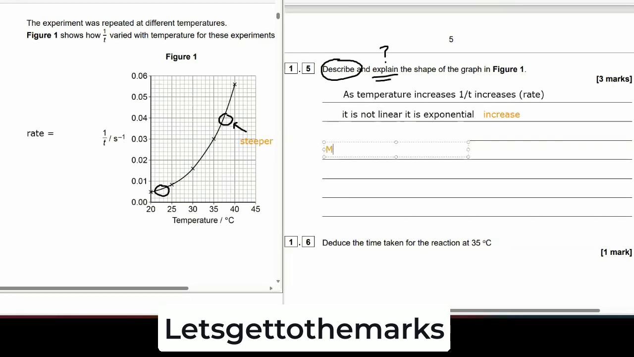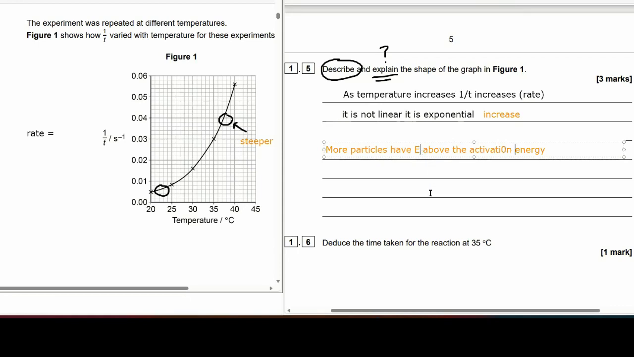Okay. And now you're going to get 1 mark for explaining why it is that as temperature increases, the rate increases. And simple. More particles have the energy above the activation energy. You can write more particles carry kinetic energy, so more frequent collisions, but I'm not sure that gets you the mark. They're really interested in you saying more particles have energy above the activation energy. And that's the reason for the exponential increase in rate with temperature. And that'll get you 3 marks. 2 for the description, 1 for the explain.